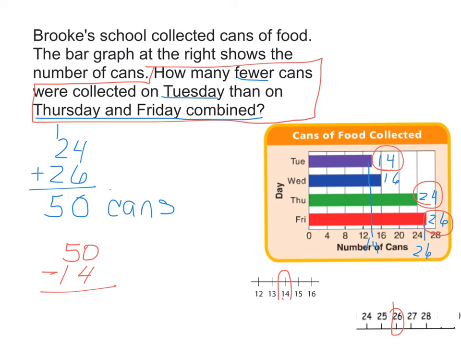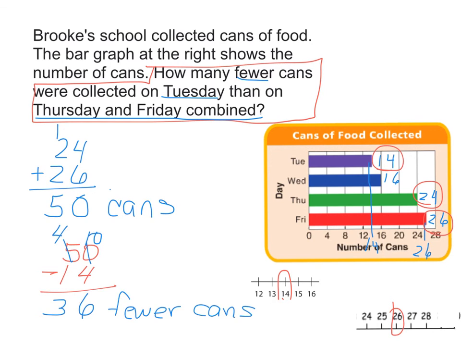So going over to the tens column, we take 1 ten, which would leave us with 4 tens. Adding that 1 ten to 0 ones gives us 10. Now, 10 minus 4 gives us 6. And then 4 minus 1 is 3. So, 36 fewer cans were collected on Tuesday than on Thursday and Friday combined.